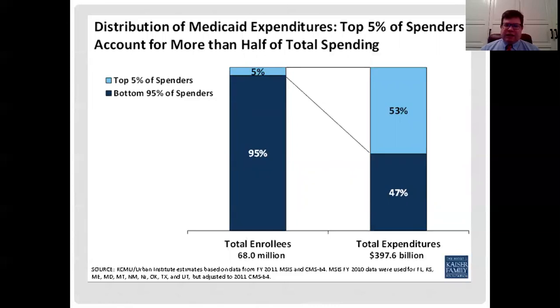So the top 5% of people that Medicaid funding is spent on account for 47% of all the expenditures. So it really is the sickest Americans that are on Medicaid that require the most expenditures here.